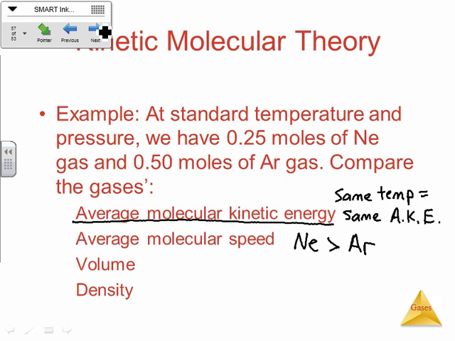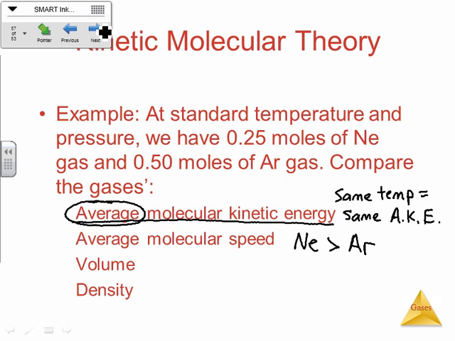Okay, as far as the volume of the two, we've got 0.25 moles of neon gas and 0.50 moles of argon gas. So far, the number of moles hasn't really affected anything, okay? Because, again, and maybe I should come back to this, the kinetic energy here that we're talking about is average kinetic energy. So the amount of the gas present doesn't really matter. We're just taking the average kinetic energy of all the particles, okay? And since they're at the same temperature, even though there are different amounts, it's going to be the same average kinetic energy. And the same average molecular speed, same thing here. The amount doesn't really affect that very much.